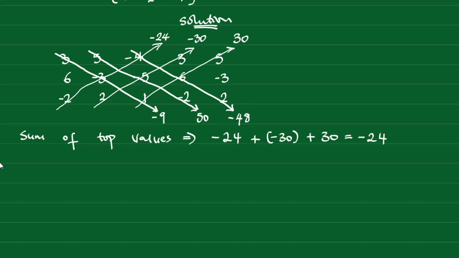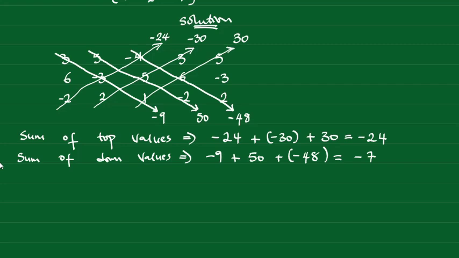Now at our bottom we have the sum of bottom values. We have minus 9 plus 50 plus bracket minus 48 bracket close. Sum this up, this will end up giving us minus 7.